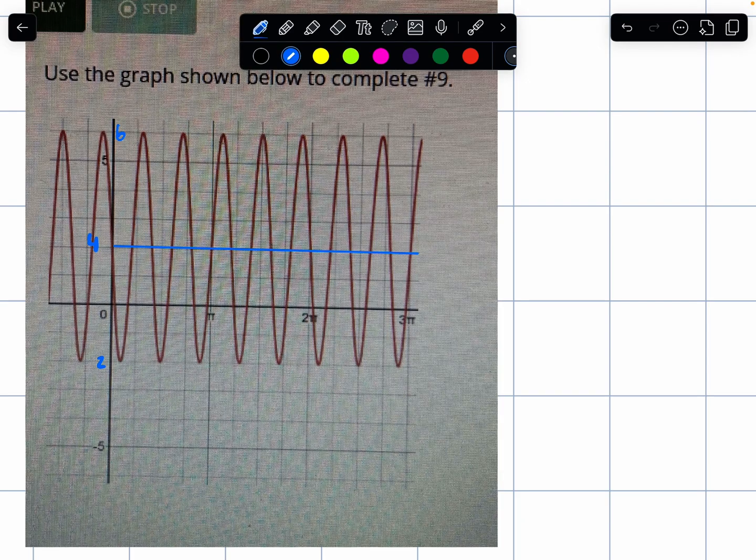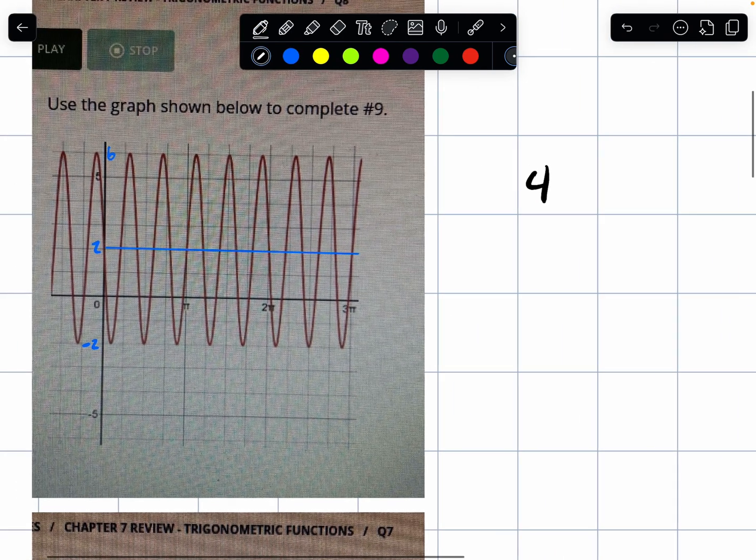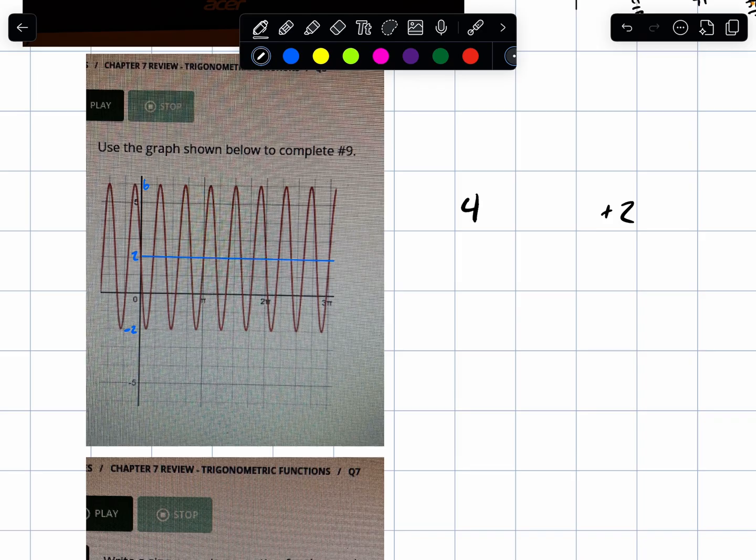So with... Did I? Oh, wait, no. This is -2. That's why it's weird. And I wrote that wrong. The amplitude's 4. This is 2. I'm confusing myself. So this distance here is 4. This distance there is 4. So I know my amplitude for this function is going to be 4. I also know that I shifted up 2. So at the end, I'm going to have a +2.